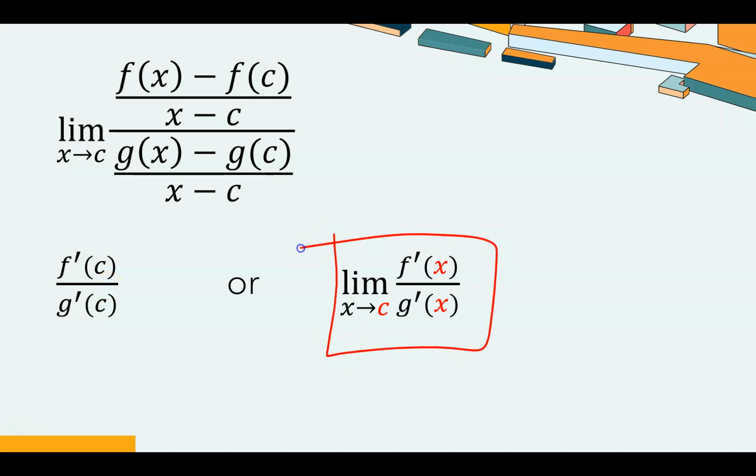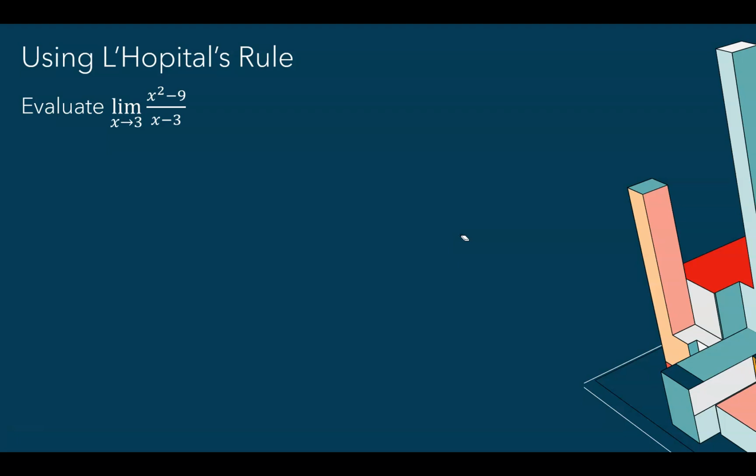But we're going to stick to this second way. We're going to keep that limit out front, and we started off with the limit as x approaches c of f of x over g of x. What we end up with is the limit as x approaches c of the derivative of the numerator over the derivative of the denominator. Which seems like it doesn't work, but the algebra's there.